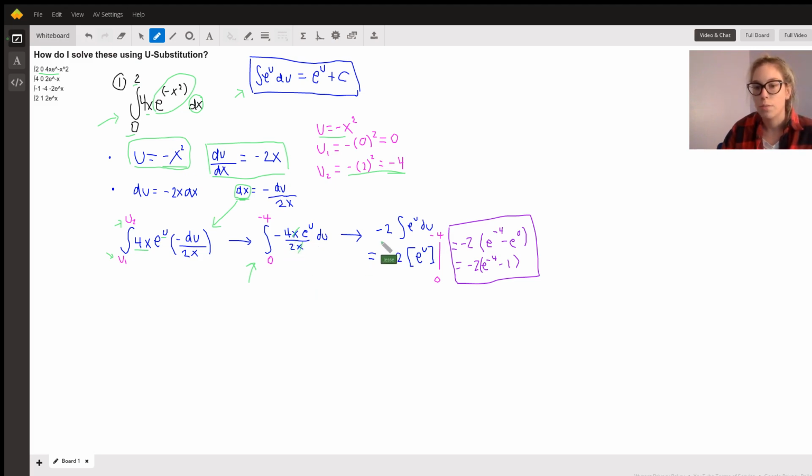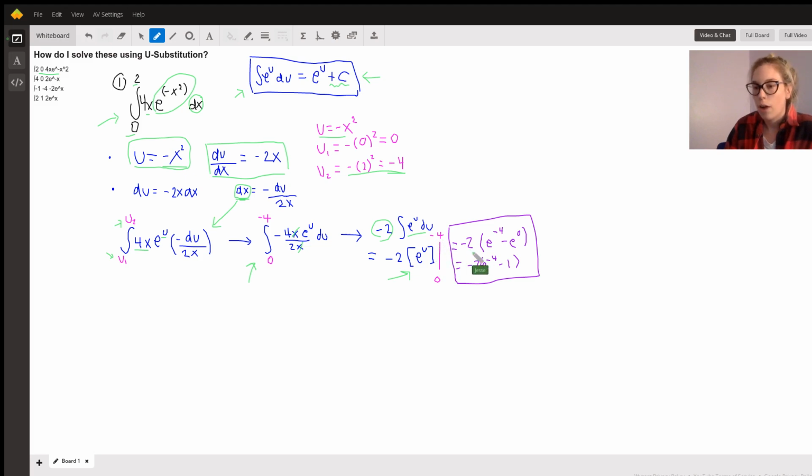Negative 4 over 2 gives me negative 2, which I pulled outside of the integral. You can do that with any constant. And that leaves me with my integral e to the u du, which, like I said in the beginning, is a really nice one because the antiderivative of e to the u is just e to the u. And where I've written it here, I have a little plus c. That's important if you're doing an indefinite integral, but since this is a definite integral, we don't need to include it. So down here, I have my final antiderivative, and I'm going to evaluate it from 0 to negative 4.